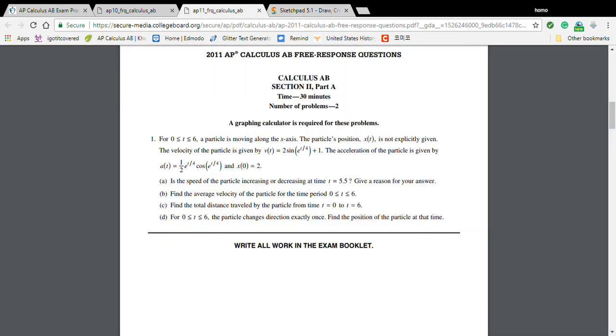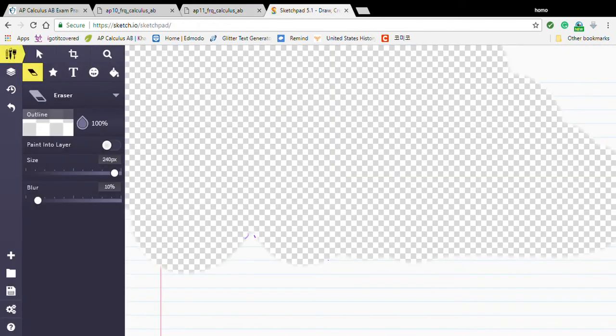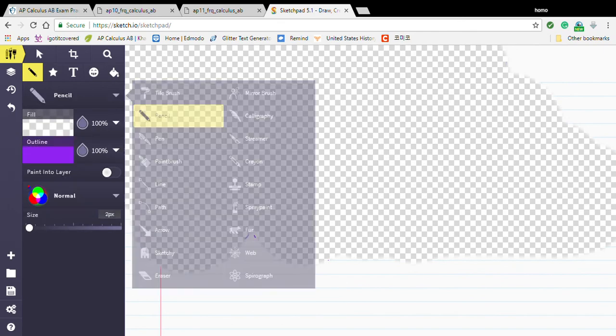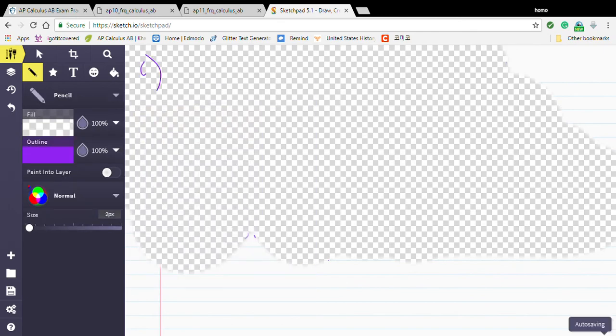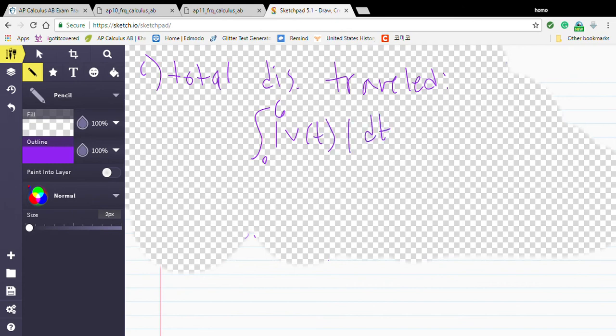Now C says find the total distance traveled from time 0 to time 6. So this is another one where we have to remember the formula. The total distance traveled is the integral of the absolute value of the velocity, so I'm going to write it here: from 0 to 6, absolute value of v(t) dt.